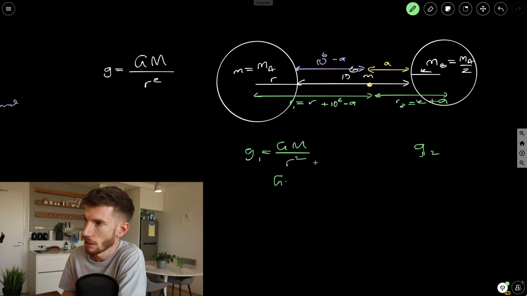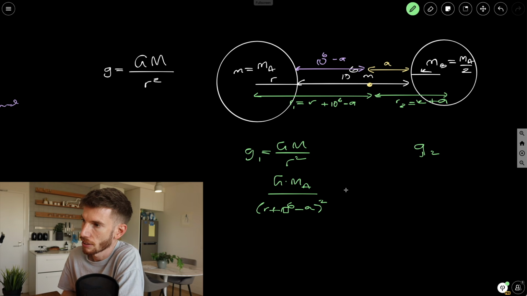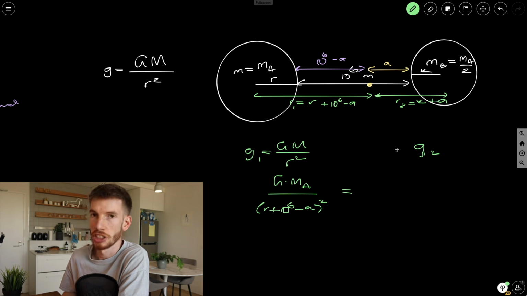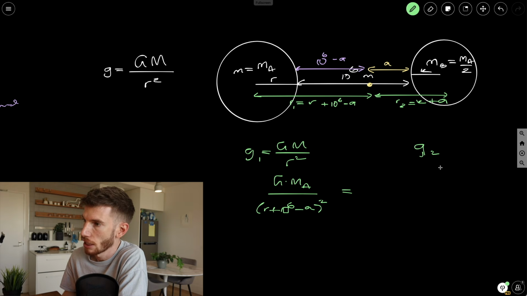I'm just going to leave that as G right now. The mass, which is Ma, and then over the radius, which is R plus 10 to the 6 minus A, all squared. And that, I want it to be equal to the G calculation of the second planet. And that one there is going to be G times the mass of planet B, but I'm going to immediately put it in terms of A, like that. So Ma on 2 over, and its radius, which is K plus A, all squared.